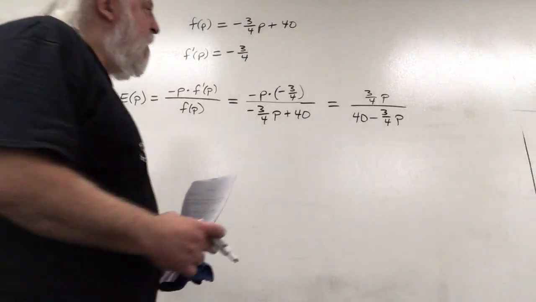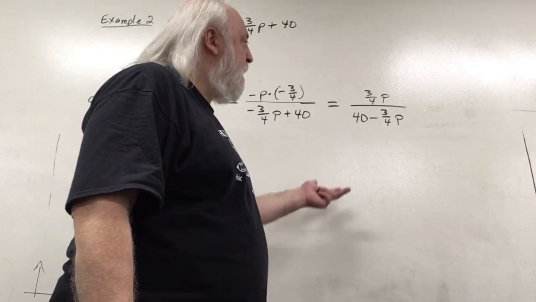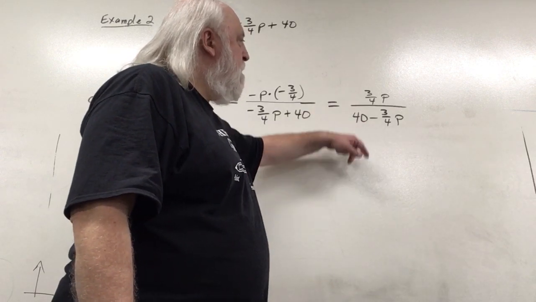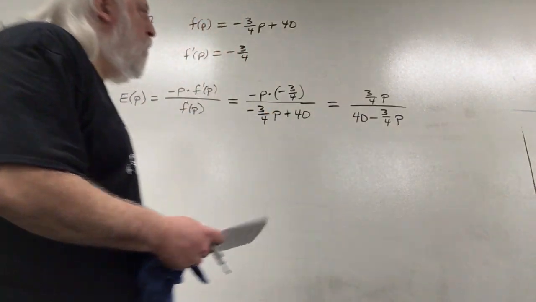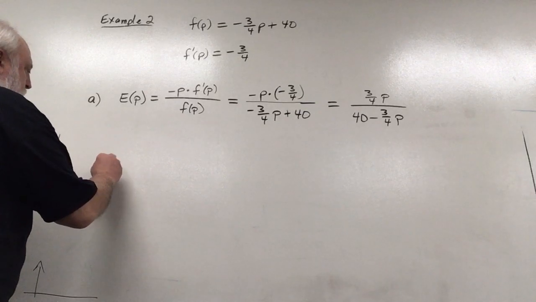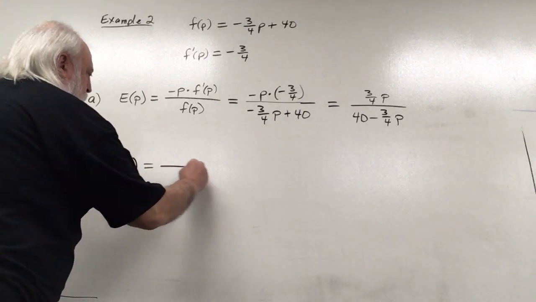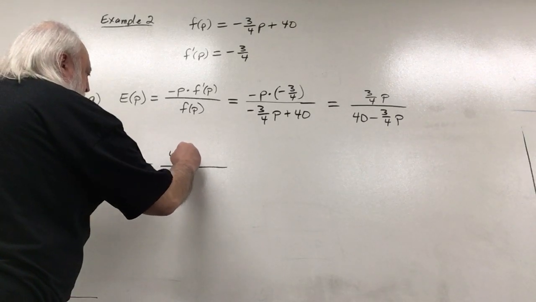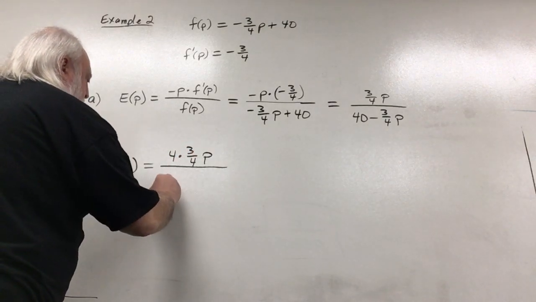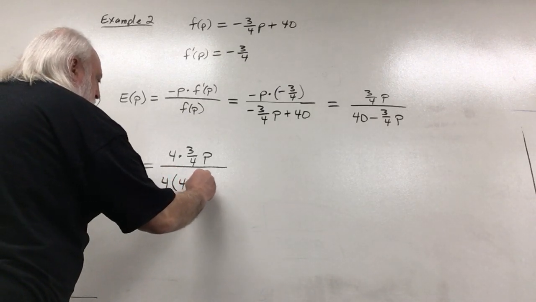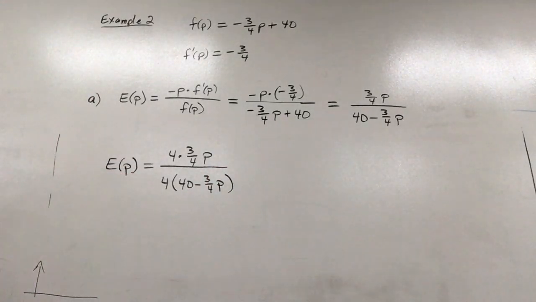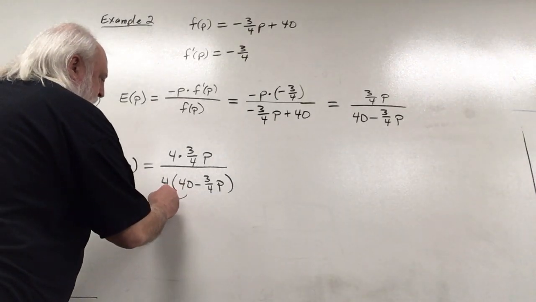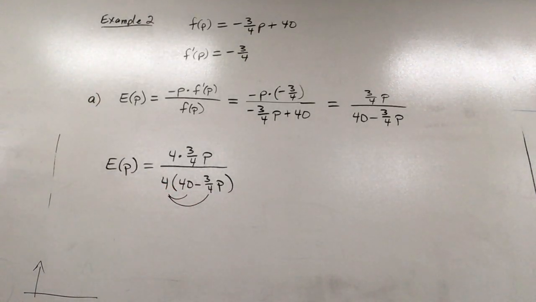Now we got to clear the complex fractions, right? We have a fraction in the numerator, fraction in the denominator. So to clear those two fractions, we're going to multiply top and bottom by 4. And so we have E of P is equal to 4 times 3/4 P over 4 times 40 minus 3/4 p. Right, all I did was multiply top and bottom by 4. And you got to put the 40 minus 3/4 p in parentheses, because you got to multiply both those terms by 4. So we'll distribute the 4 in the denominator.